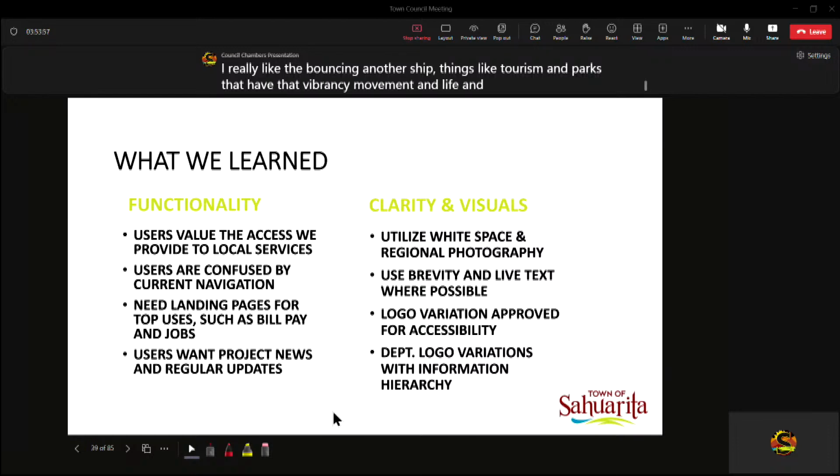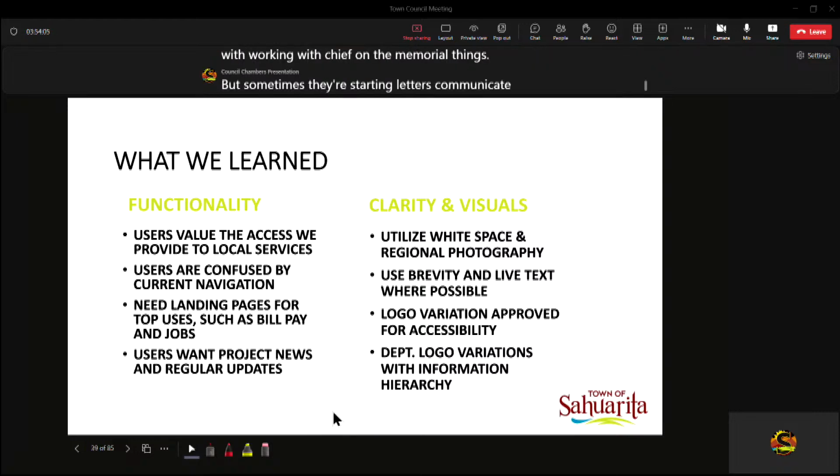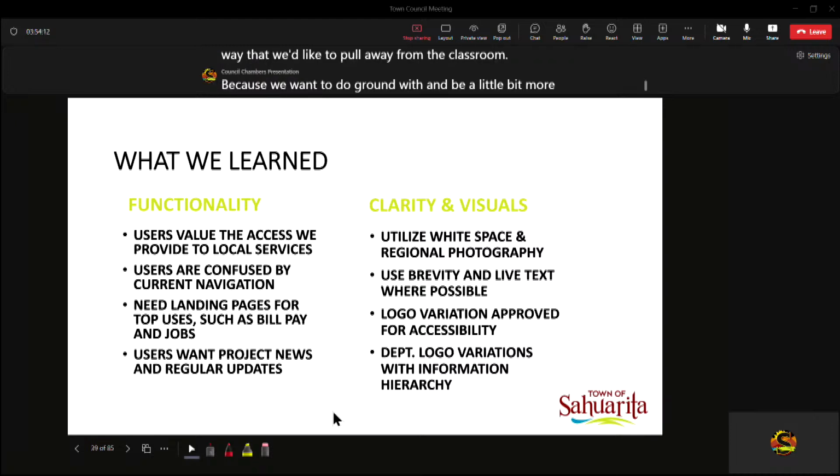But I found, especially working with Chief on the memorial things, that sometimes those bouncing letters communicate a little bit of whimsy that we'd like to pull away from the content, because we want it to be grounded and a little bit more mature. So this variation, I think, will help us a lot in doing that.